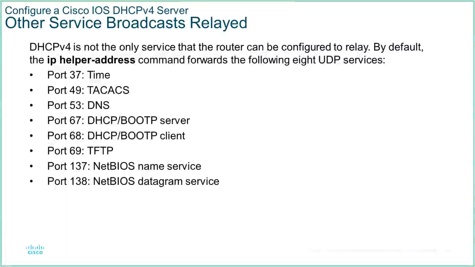So, as I said, we have a lot of different services that are part of the relay process. So time, TACACS, DNS, DHCP, TFTP, NetBIOS will all be part of that IP helper address forwarding. Alright, so you can see there's a few different broadcasts that IP helper address will forward on behalf of the clients.